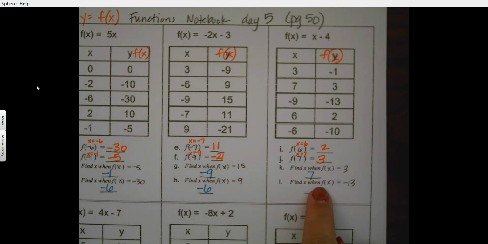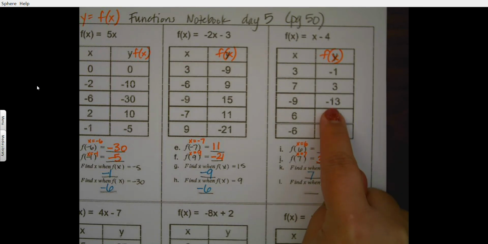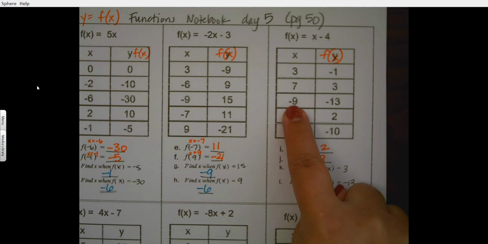Find x when f of x equals negative 13. Here's my f of x of negative 13. What's my input? What would I have plugged in? What's my x value?